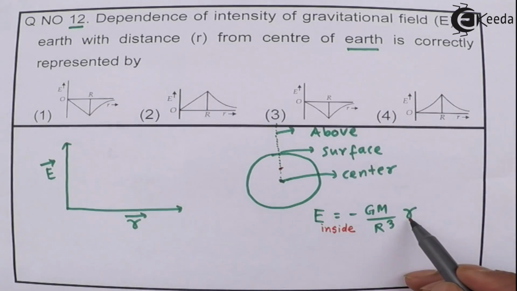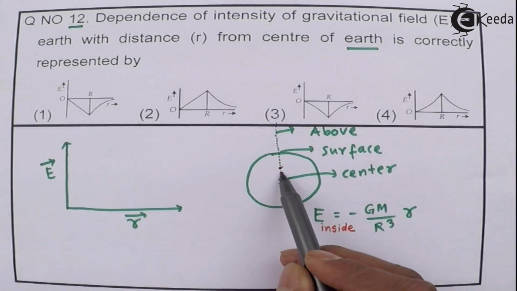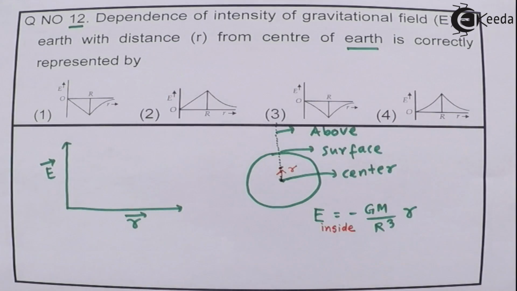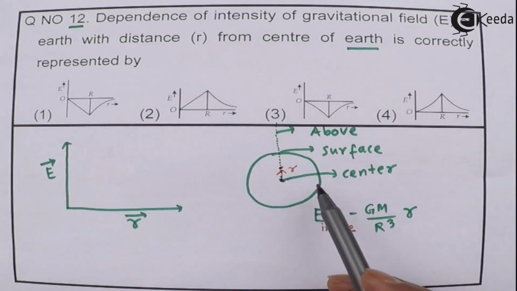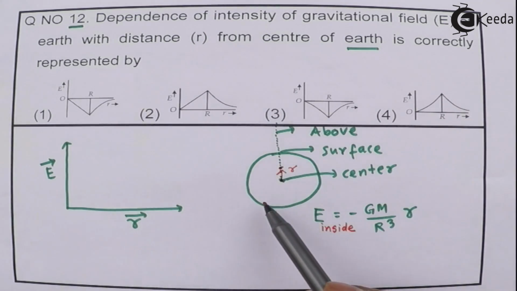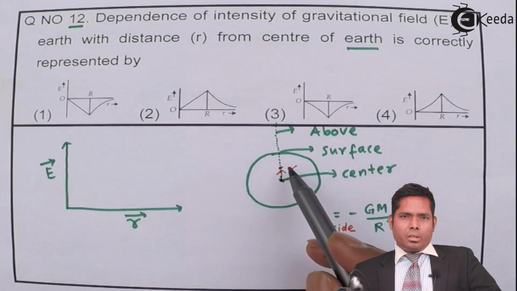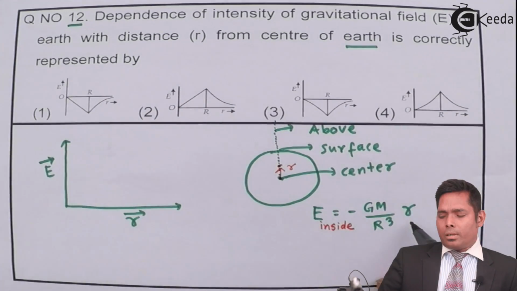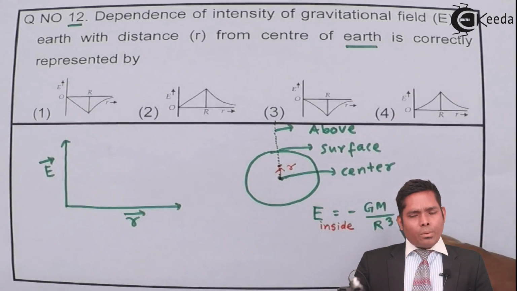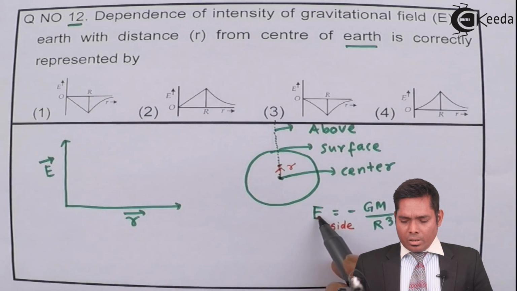And what is R here? R is the distance of that position point from the center. So this is my R. For any interior points, as long as the point under consideration is confined to the interior, we can use this formula. And when you use this formula, you can see that G, M, capital R are constants. Only the variable r, and here the variable is E.